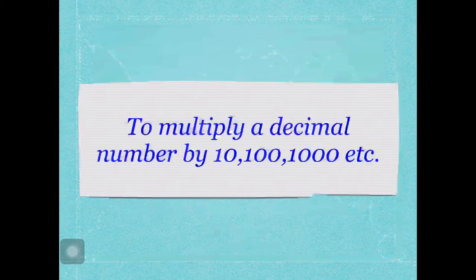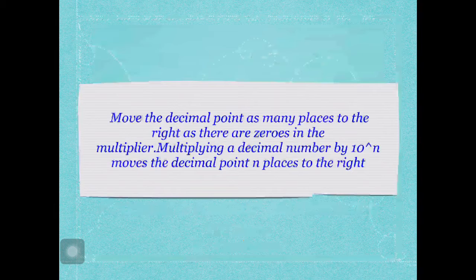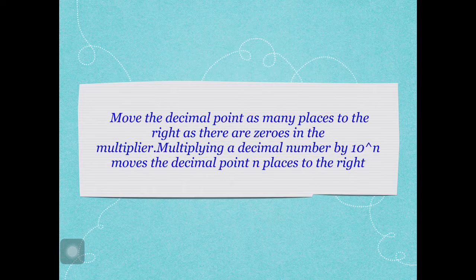First, let us see how to multiply a decimal number by 10, 100, 1000, etc. When we want to multiply a decimal number by 10, 100, 1000, etc., the most important thing we have to do is to move the decimal point as many places to the right as there are zeros in the multiplier. Multiplying a decimal number by 10 to the power n moves the decimal point n places to the right. Okay, so let us see some examples.